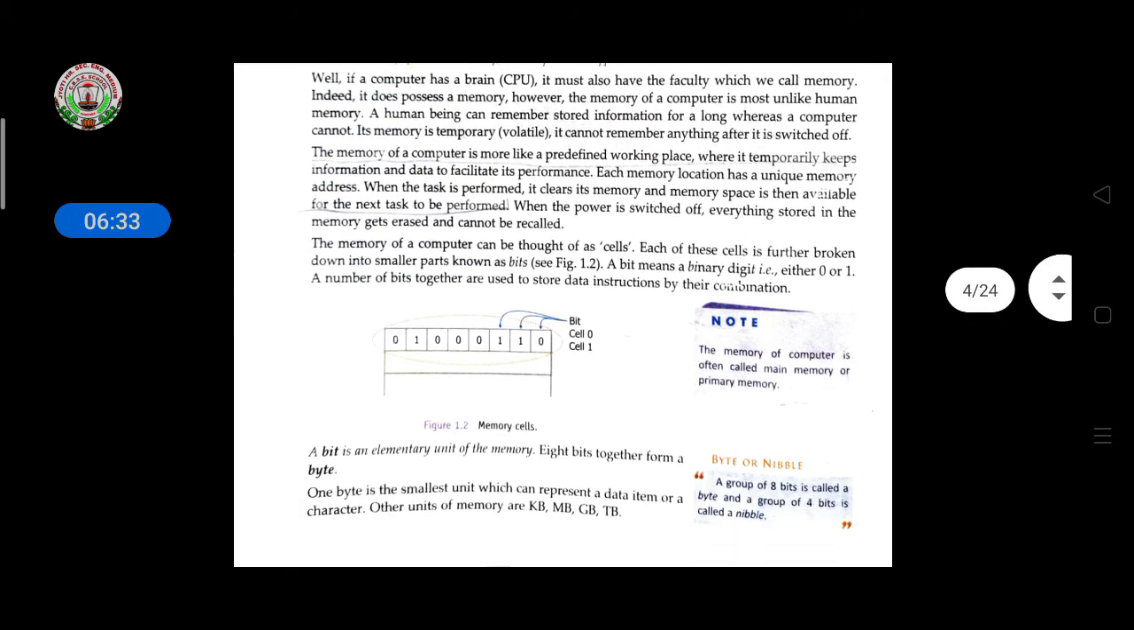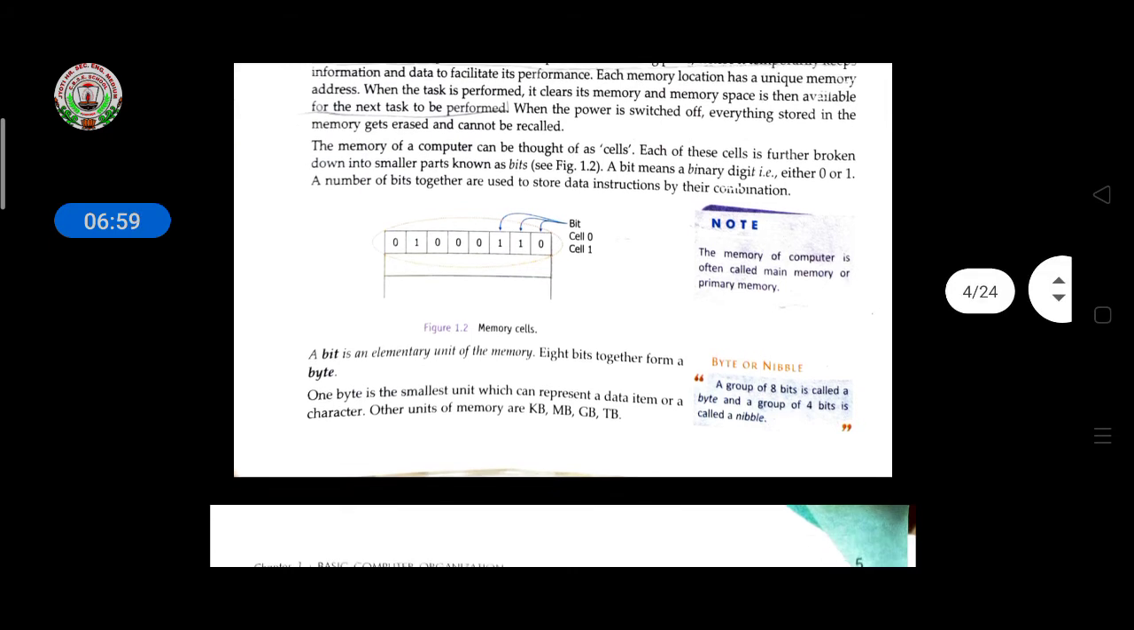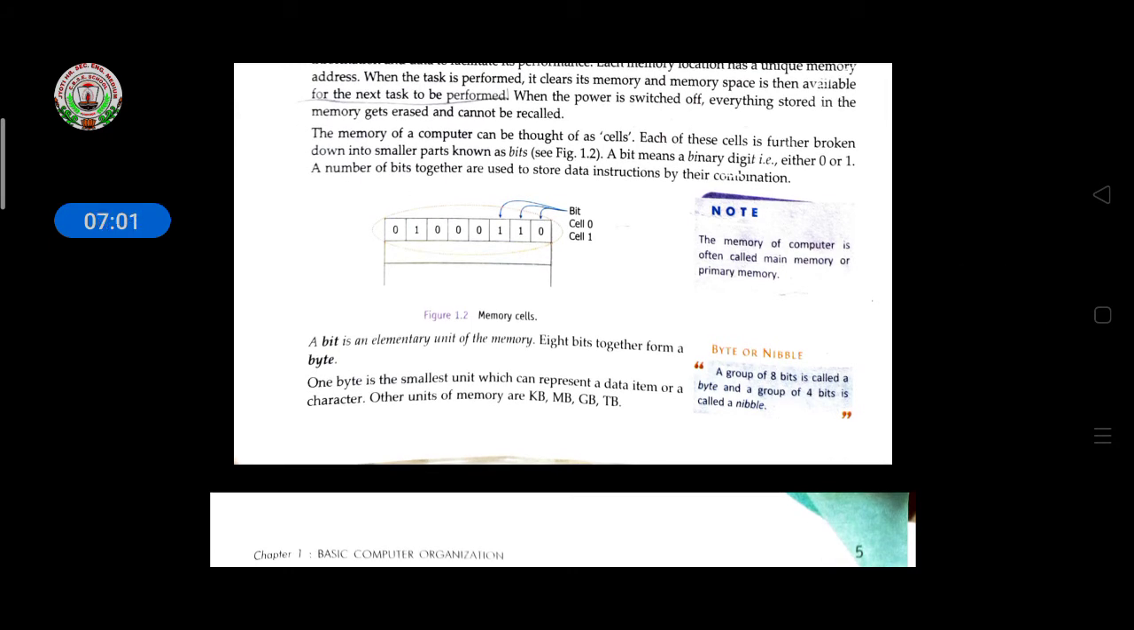And here it shows how the memory is stored. The memory of a computer can be thought of as a cell. Each cell is further broken down into smaller parts known as bits. A bit means binary digit. That binary digit, you know, is 0 and 1. A number of bits together store data and instructions by their combination. Here it is given as a bit memory cell, and according to this cell our data is stored.